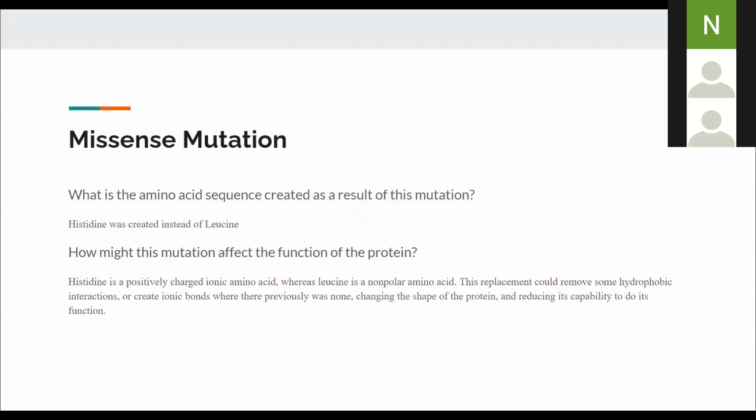So a missense mutation occurs when a nucleotide in the sequence is changed, resulting in a different amino acid. In this situation, histidine was created instead of leucine, and histidine is a positively charged ionic amino acid, whereas leucine is a non-polar amino acid. This replacement could remove some hydrophobic interactions or create ionic bonds where there previously was none, changing the shape of the protein and reducing its capability to do its function.